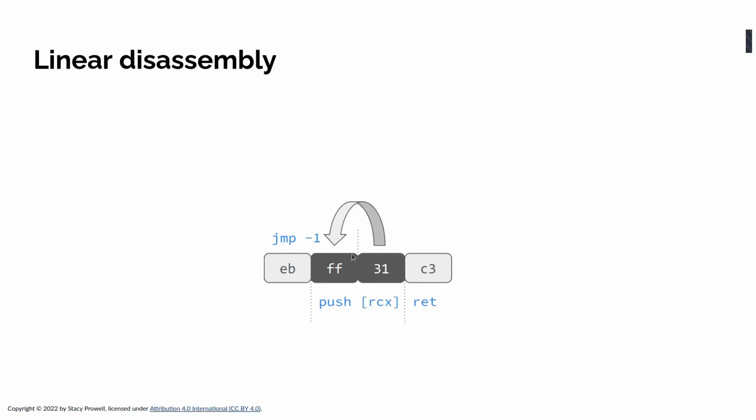Now it was the operand to the jump, right? FF is -1 in 8-bit two's complement. But now I'm interpreting it as an opcode, and it's push. And I'm pushing the thing pointed to by RCX onto the stack. And then that's followed by return.